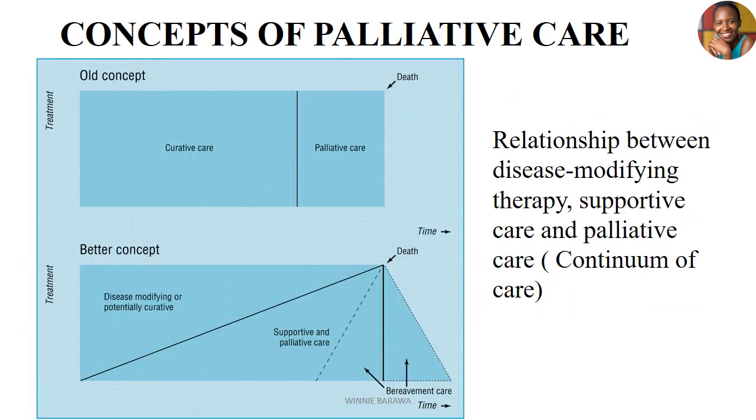So understanding this concept of palliative and hospice, there's a relationship between the disease, the supportive care, and the palliative care, what you're calling the continuum of care here. So there's a relationship since the patient gets sick, they start on supportive care and palliative care comes in. So in the old concept, we were told that when a patient gets sick, they will be started on curative management. And then when the curative management fails is when the patient is started on palliative care, and then as they wait for death and bereavement and so on.